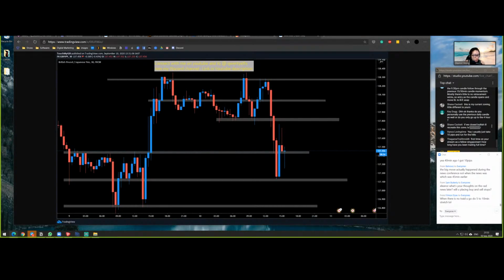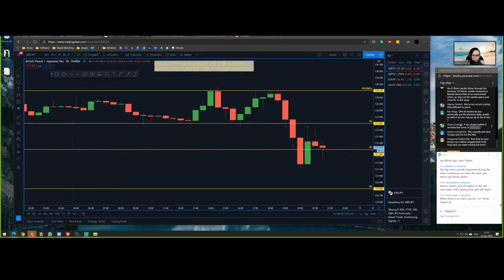If we close bullish, I'll recreate this one. The grey one? Recreate it how? So it's right here. The link I posted in the Zoom meeting.